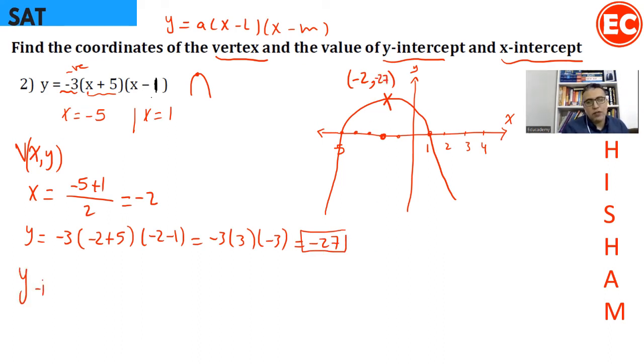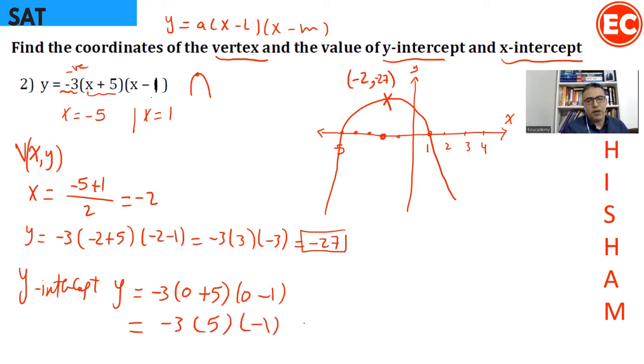How can I find the y-intercept point? I can find it by replacing x with 0. So it's negative 3 multiplied by 5 multiplied by negative 1, which is equal to positive 50. I have a mistake. Yes, my mistake is this is positive 27, and this point is equal to 50. How come this point is negative 27? Sorry, teachers make mistakes sometimes.